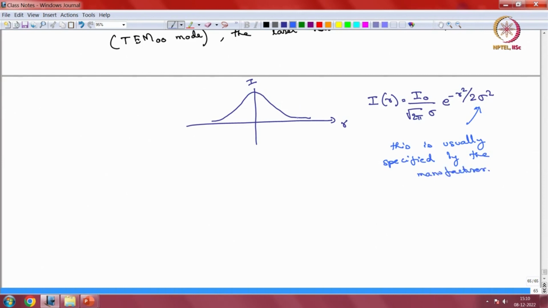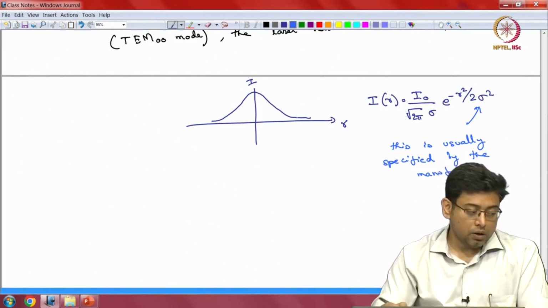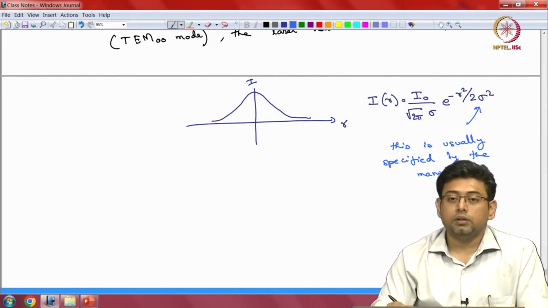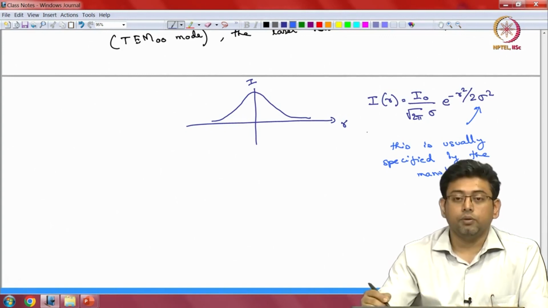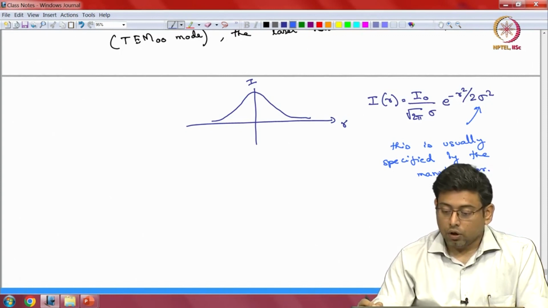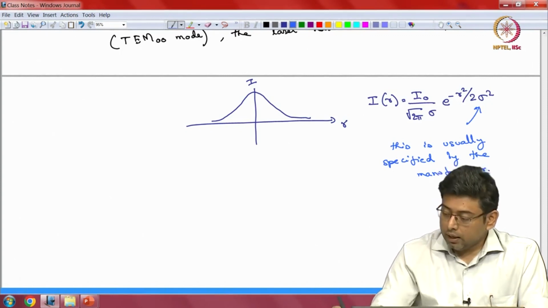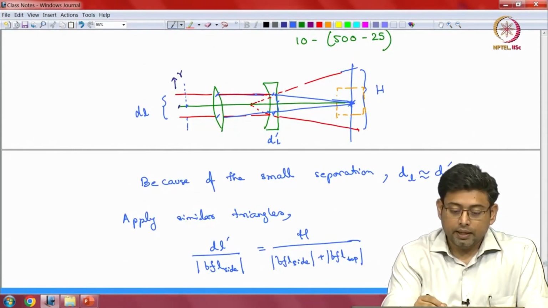And usually the laser is physically cut off at either sigma or 2 sigma. So you should find out from the laser manufacturer what the intensity distribution is. The values are usually given by them. If that is the case, then going back to this particular problem, the intensity is the lowest at the edges, right. So intensity is lowest here.